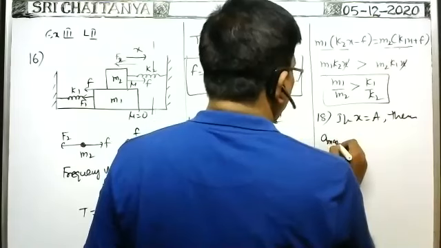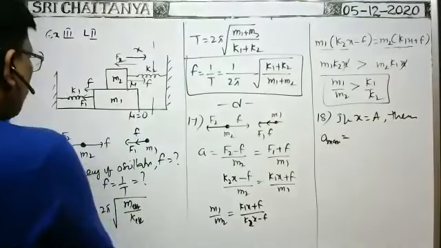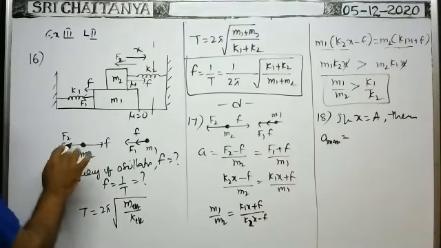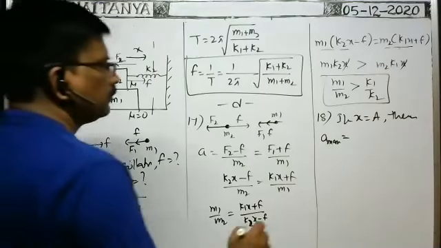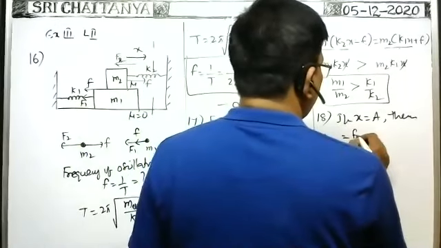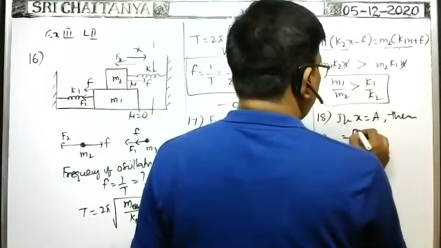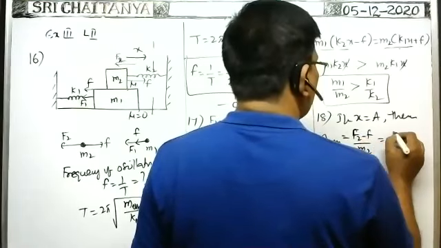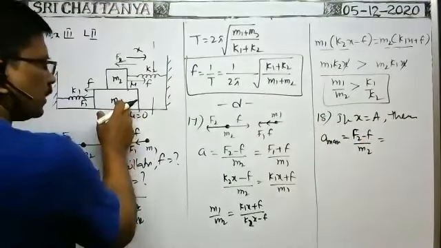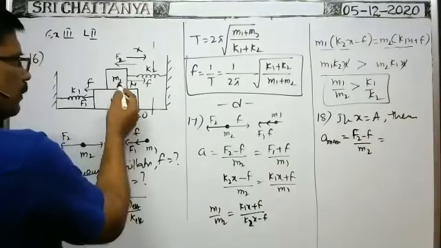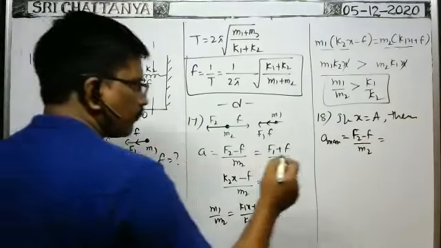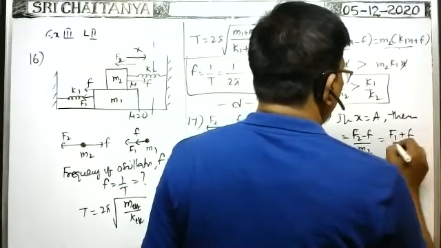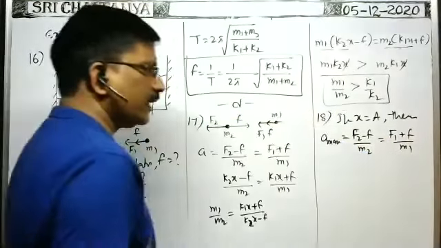maximum acceleration a max is equal to, from this formula, (F2 minus small f) by m2. That is also equal to, since the acceleration of this block is also maximum at that time, and the two are together, the maximum acceleration of this and this, both are the same. In case of the first block, (F1 plus small f) by m1. You can write like this now.